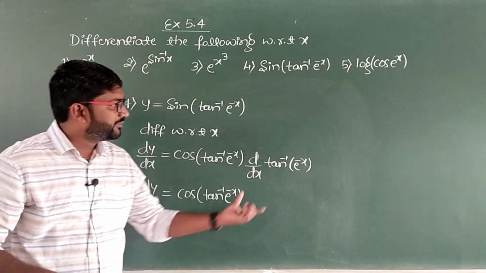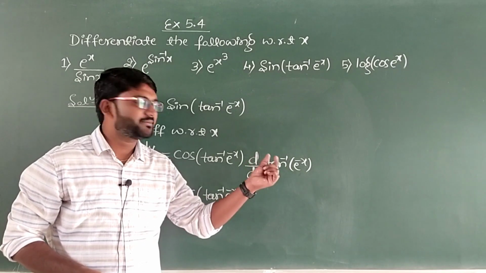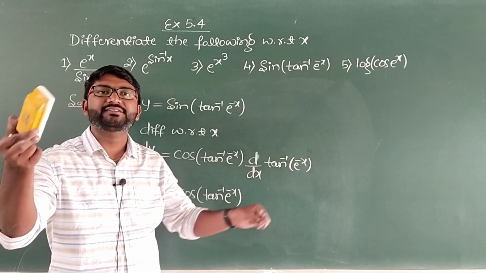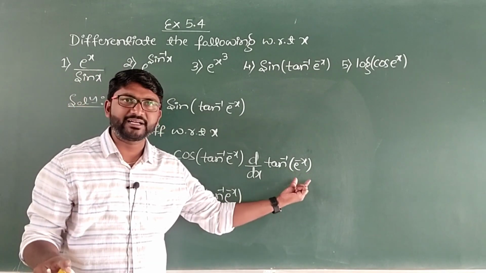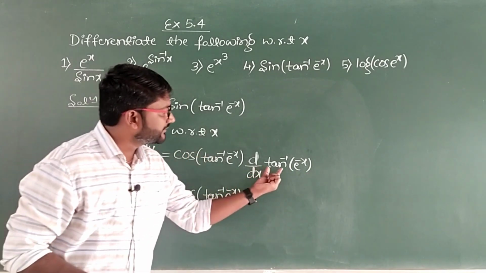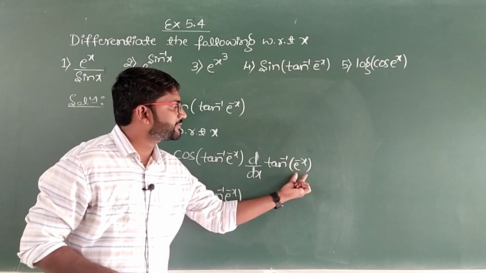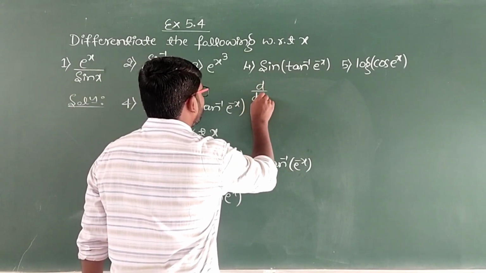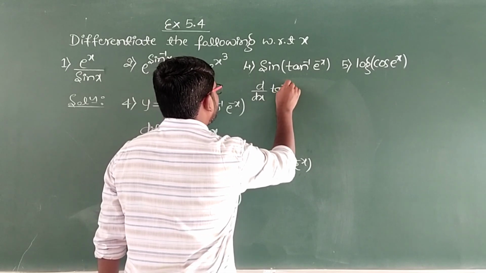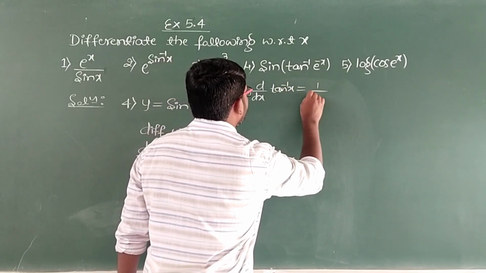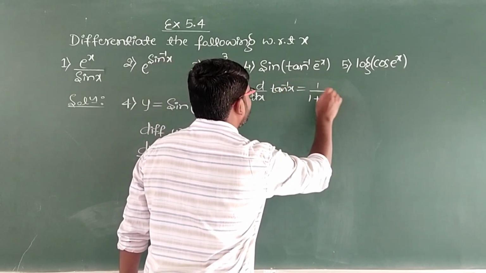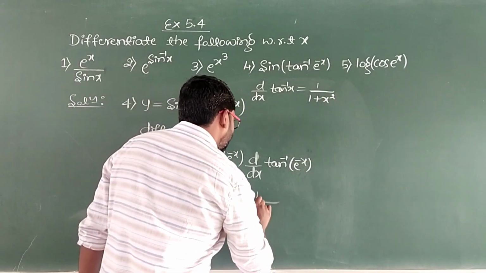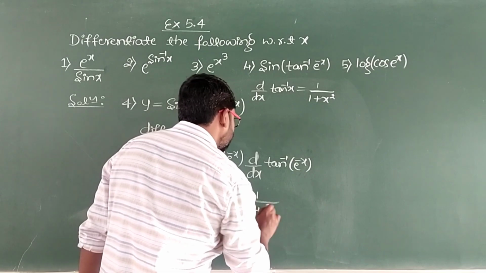Then now we will have to take the derivative of this. This is in the form of tan inverse x. So consider this term e power minus x as x now. Whatever is there inside the bracket, consider that as x. It is in the form of tan inverse x. What is the formula of tan inverse x? d by dx of tan inverse x will be 1 divided by 1 plus x square. So this is the standard formula. So now 1 divided by 1 plus x square.